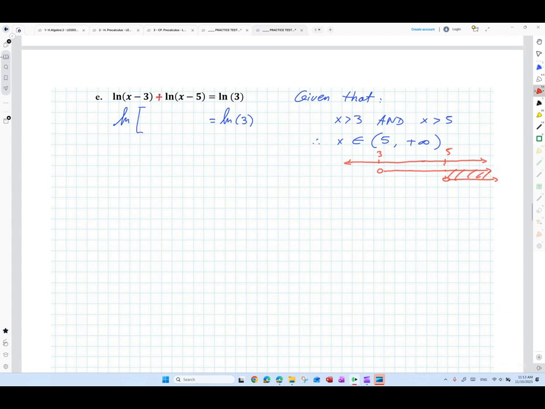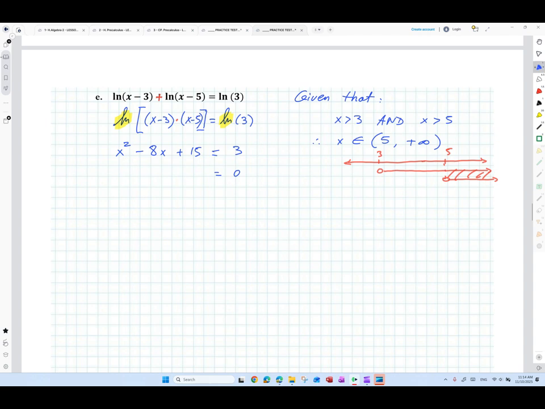But I'm going to condense this addition and have x minus 3 times x minus 5. The addition becomes a multiplication inside. And now both logarithms, because they wrap up the entirety of both sides, are going to cancel out. So I'm going to have just 3 on this side, and here I'm already going to FOIL that expression. X squared minus 3 minus 5 is negative 8, so I'll have negative 8x and plus 15.